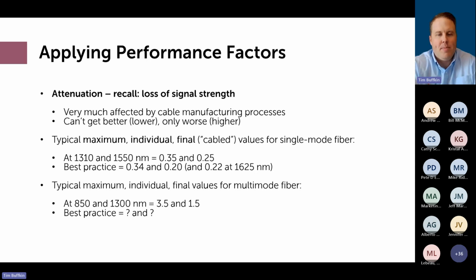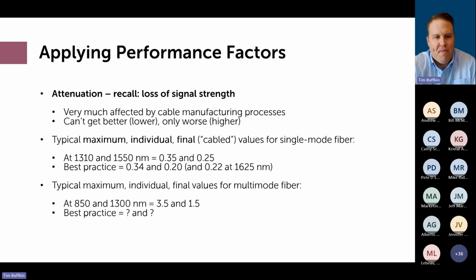So your typical maximum individual and final cabled values for single mode fiber, at 1310 and 1550, are going to be 0.35 and 0.25. Now, you will recall that the Corning SMF Ultra is 0.32 at 1310, and I think it was 0.18 at 1550. So theirs are better than the typical single mode fiber. Best practice, you want to be really no greater than 0.34 and 0.2. But again, obviously, the Ultra performs better than that.